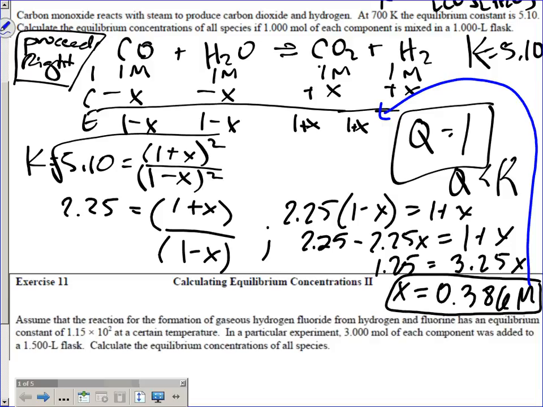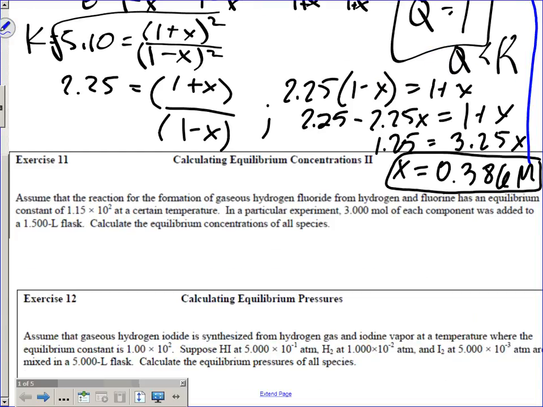Now, what I'll do is I'm going to work on setting up, because I think mathematically, I don't need to support you too much here, but you can correct me if I'm wrong, okay? So on the next one, assume a reaction for the formation of gaseous hydrogen fluoride from hydrogen and chlorine has an equilibrium constant of blank. In a particular experiment, 3 moles of each are mixed, calculate equilibrium concentrations of each species. How is this one different?